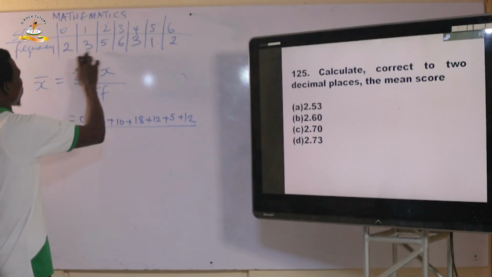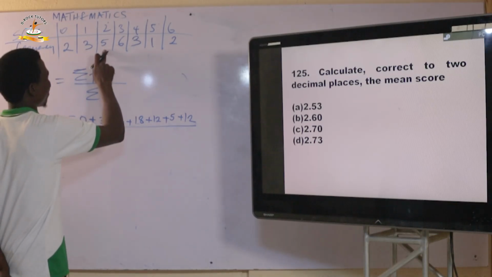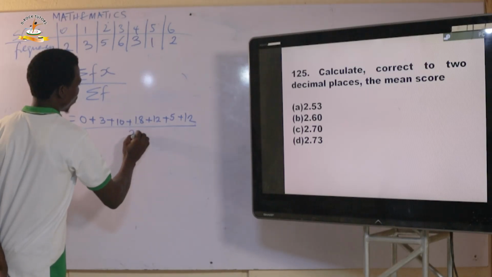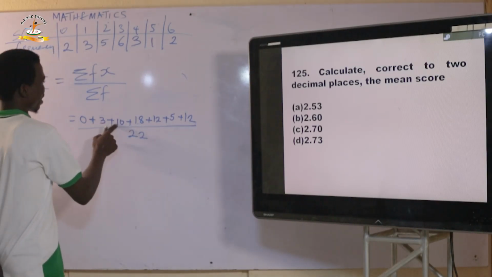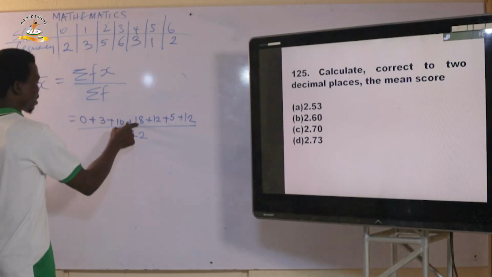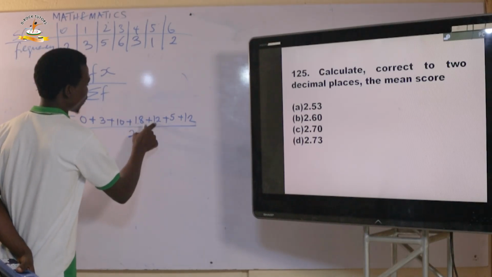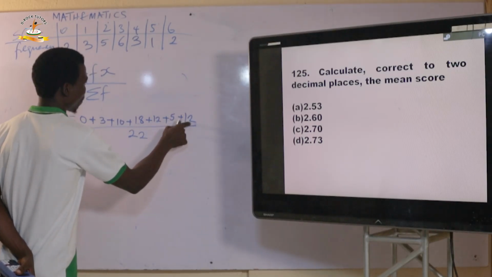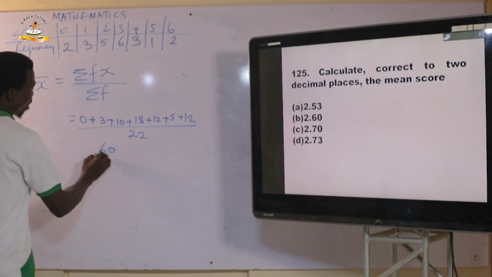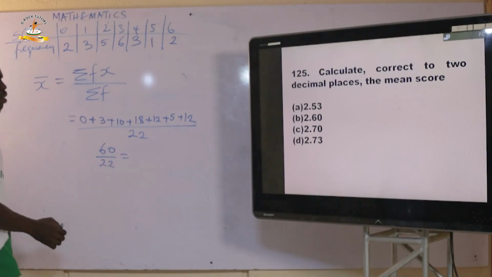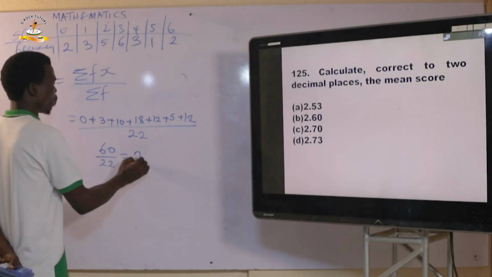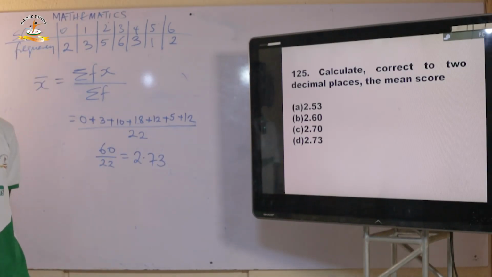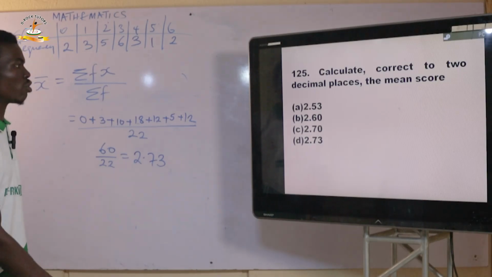The total sample space. So we keep adding. 2 plus 3 plus 5, that is 10, plus 6 plus 3, that is 19, plus 1, 20, 22 over 22. And if we add 3 plus 10 is 13, plus 18 is 31, 31 plus 12 is 43, 43 plus 5 is 48, and plus 12, that is 60. So we have 60 over 22, and if we press this on our calculator, we have 2.73 approximately to 2 decimal places. So the correct option there is option D.